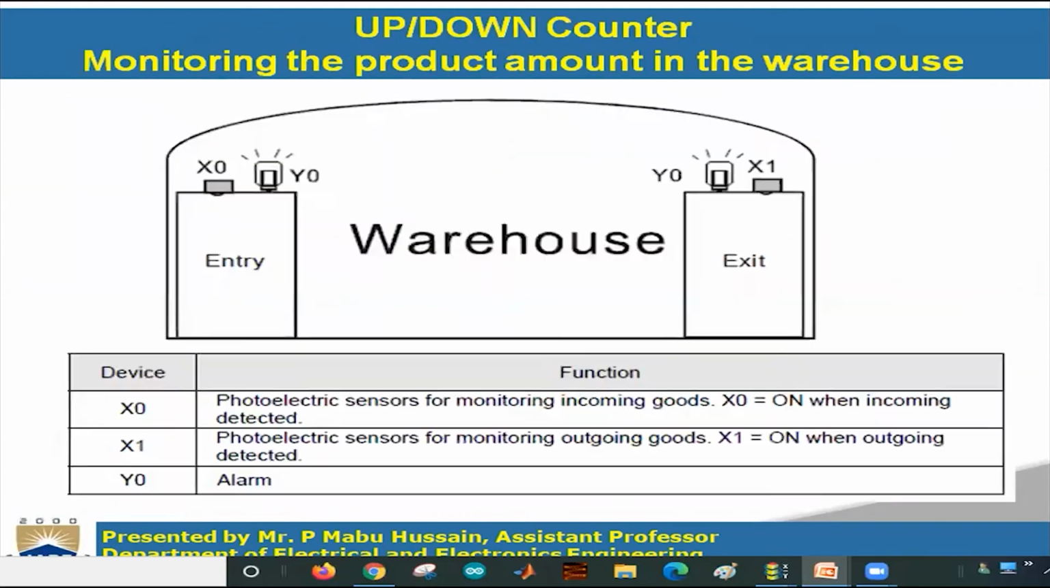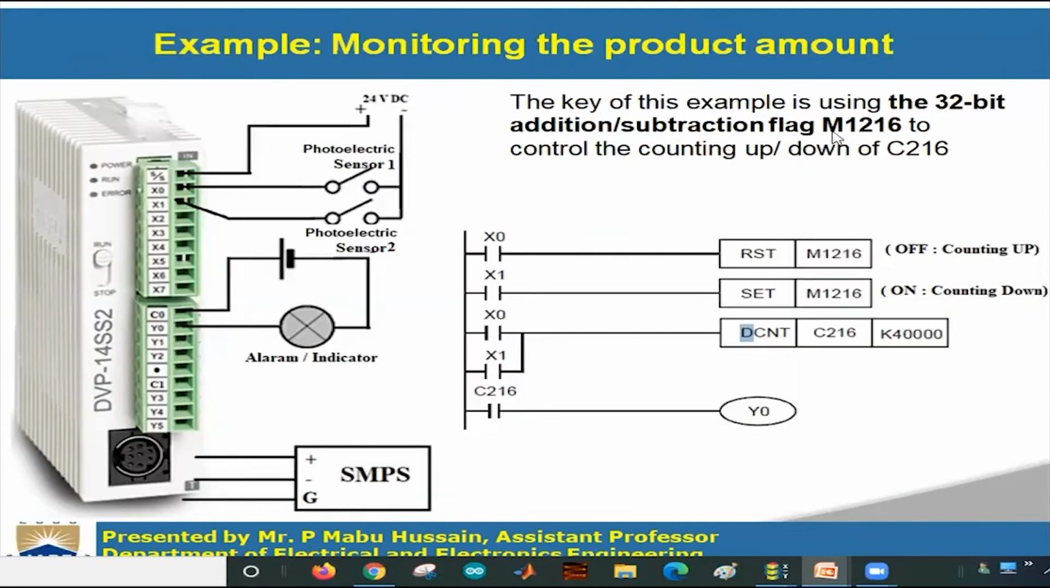Similarly, whenever the X1 sensor is on, that means this photoelectric sensor detects the product going out, then M1216 will be on, so that it will count down, right? So the product is going out of the warehouse, so the number of products in the warehouse will be decreased by 1.